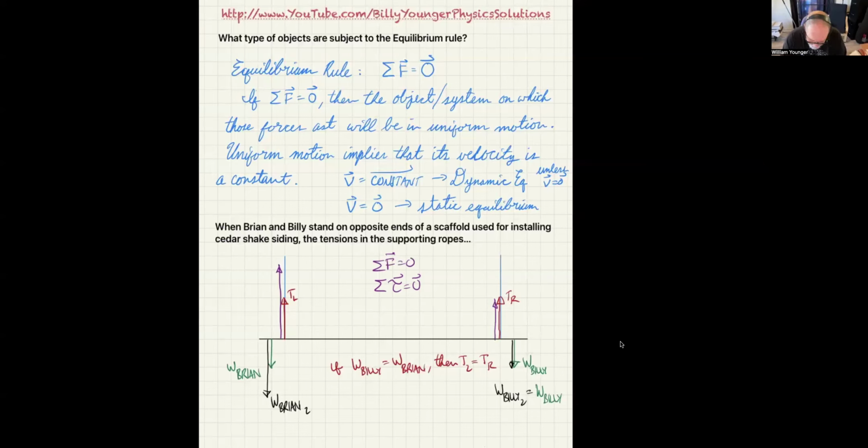When Brian and Billy stand on opposite ends of the scaffolding used for installing cedar shake siding, the tensions in the supporting ropes are equal if Brian and Billy have the same weight and are located in symmetric positions. If we had the same weight and we're not in symmetric positions, the ropes would be in different tensions. And if we were different weights and in symmetric positions, the tensions would not be the same either. So that's just something to keep in mind.